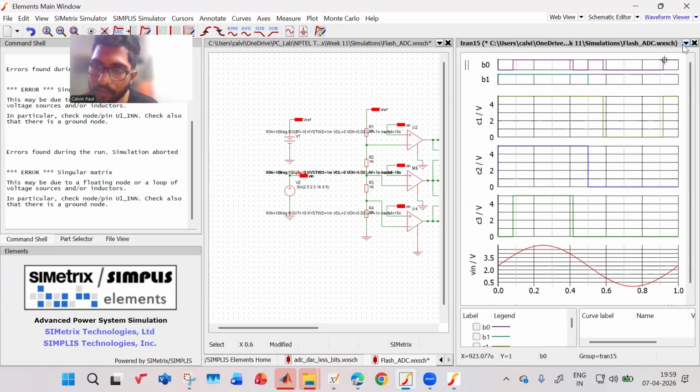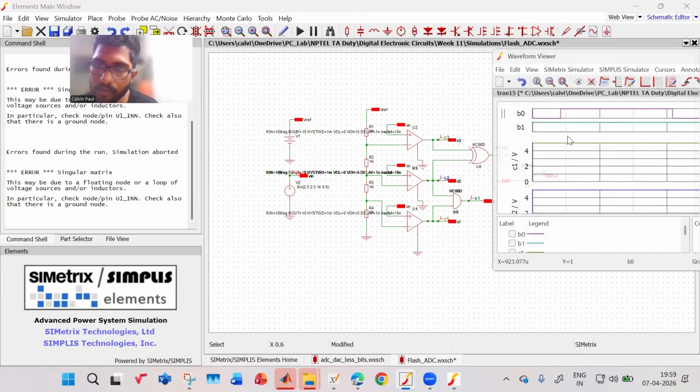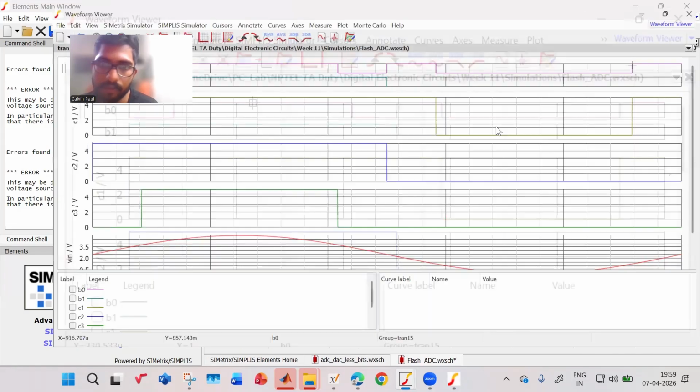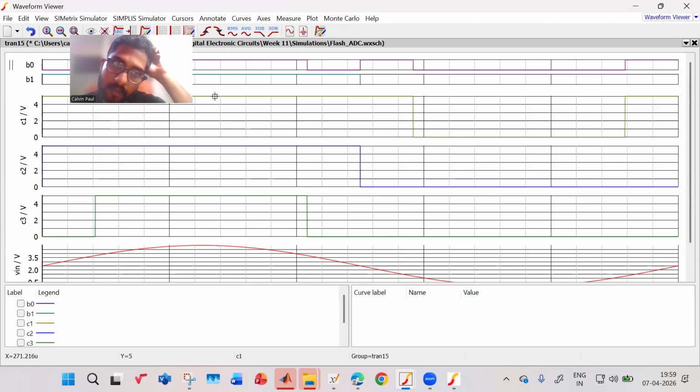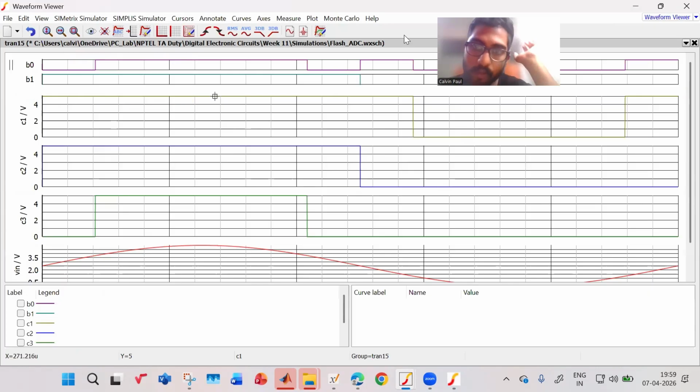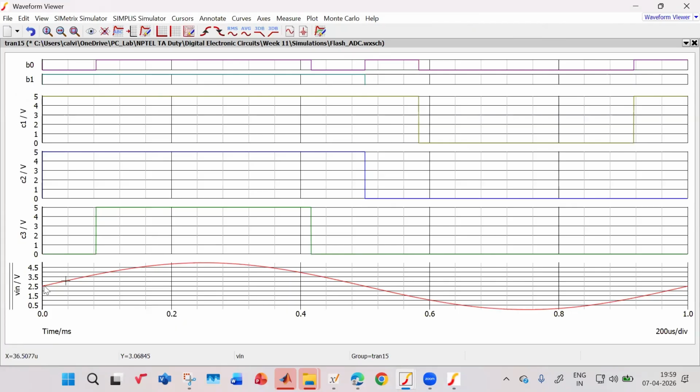We undocked it. Okay. So what you will notice over here is, first let us go to the sine wave. Let us understand the sine wave. The sine wave is starting from 2.5, it is going to 5, then again going to 0 and so on.